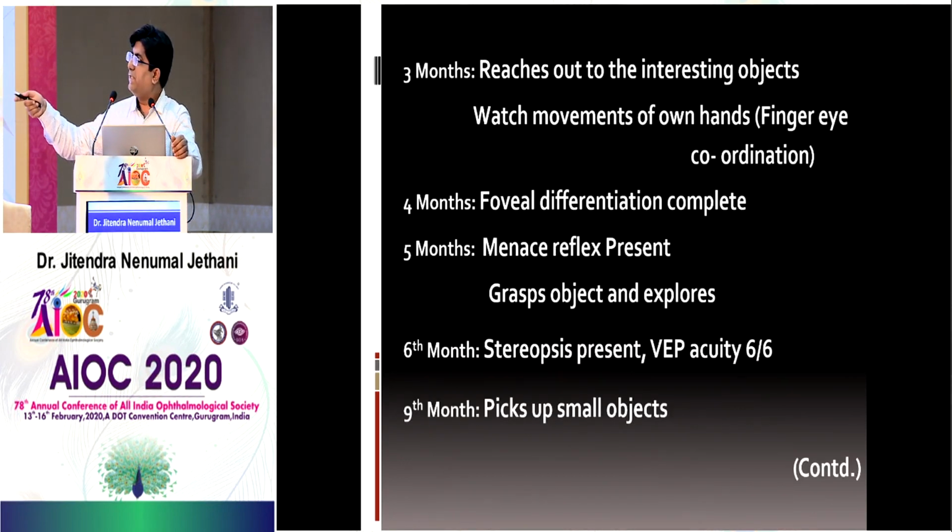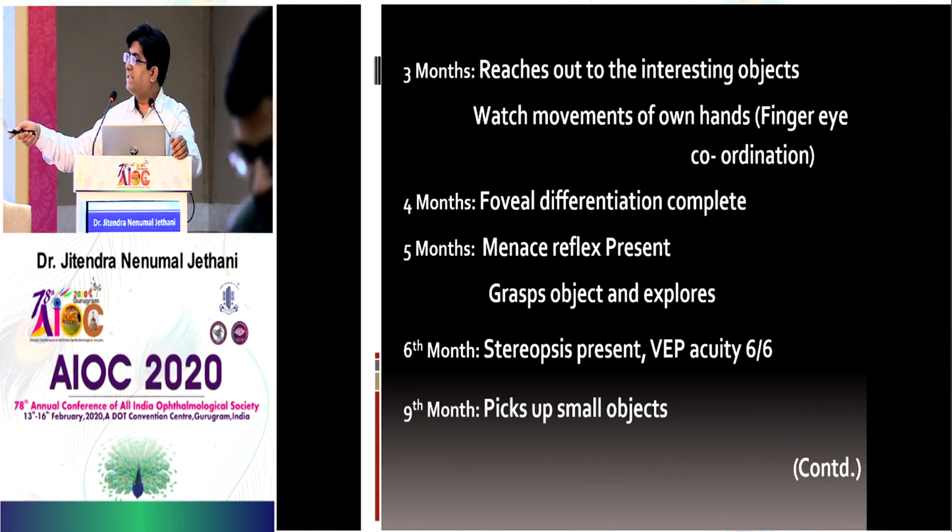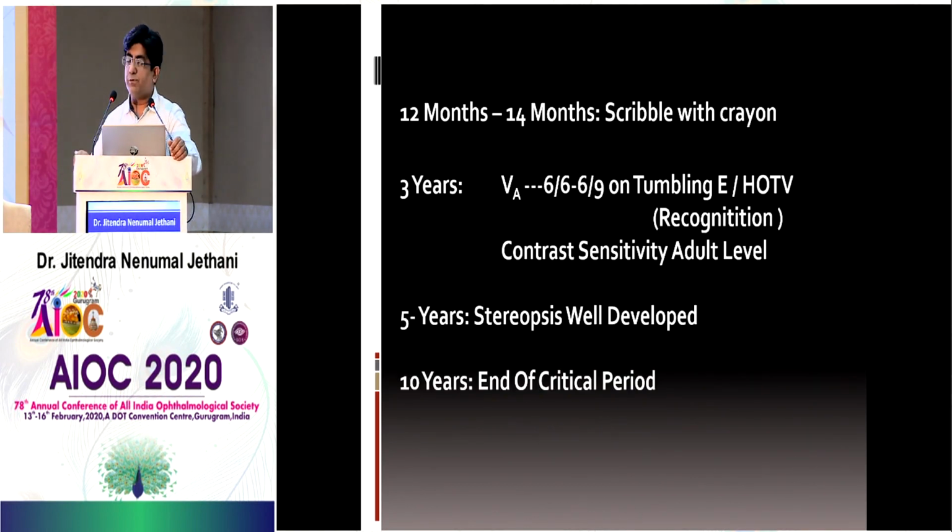At 3 months he would be reaching out. At 4 months we know the foveal differentiation will be complete. At 6 months there will be a good stereo acuity. At 9 months he would be picking up small objects. And by 10 years, it is the end of the critical period.